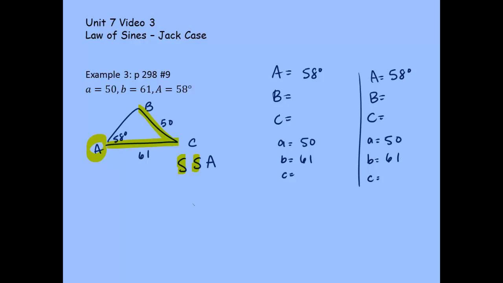Okay, with that much information given, I'm ready to go ahead and find angle B because it matches the missing angle up here. So I will have 50 over the sine of 58 degrees will equal 61 over the sine of angle B. So if I use my cross multiplication, I'll have 61 times the sine of 58 degrees divided by 50, and I'll take the sine inverse.